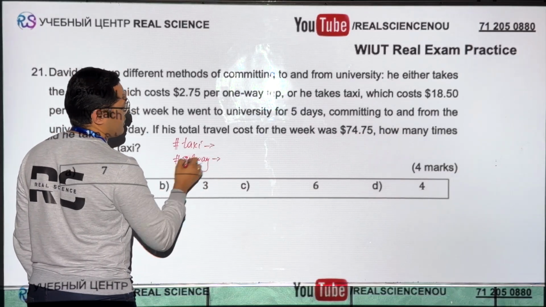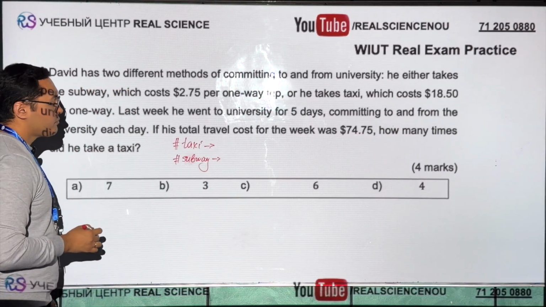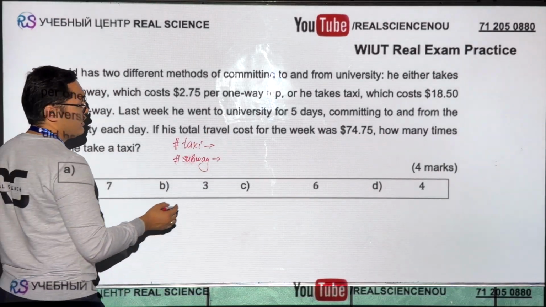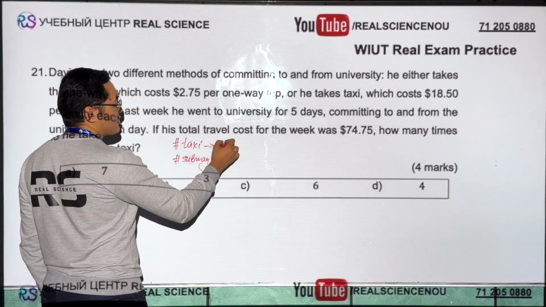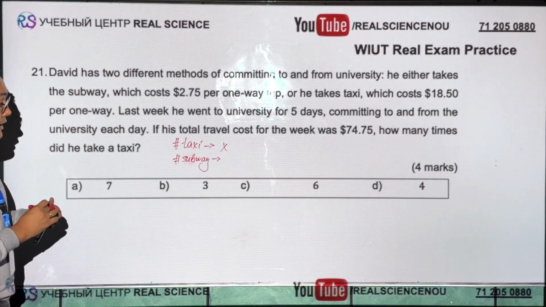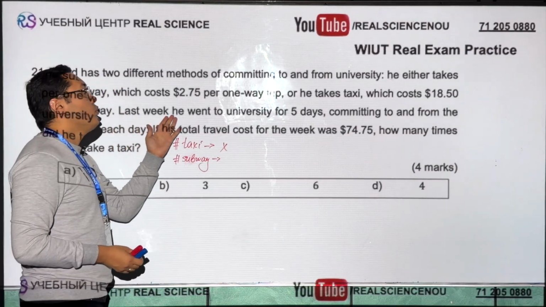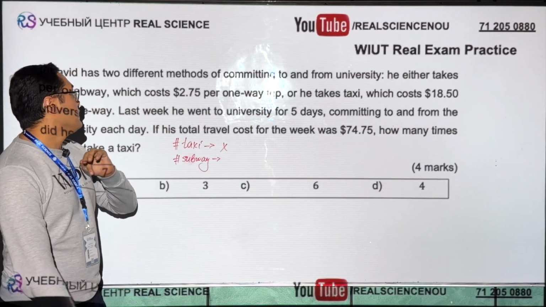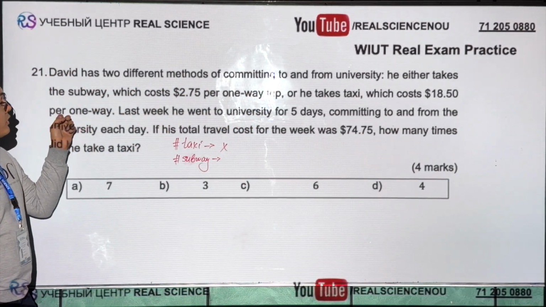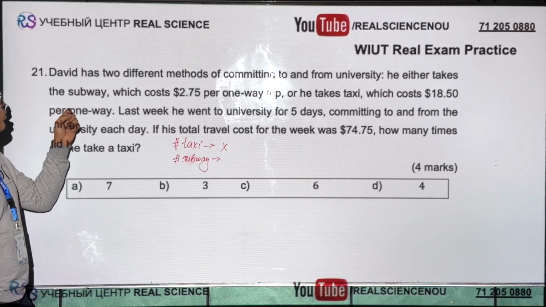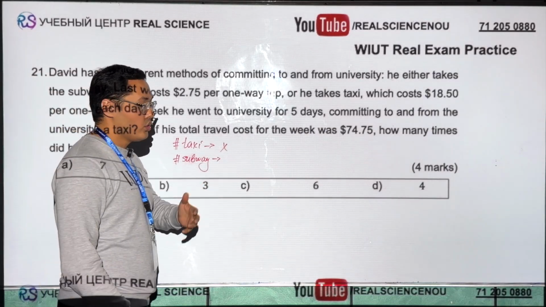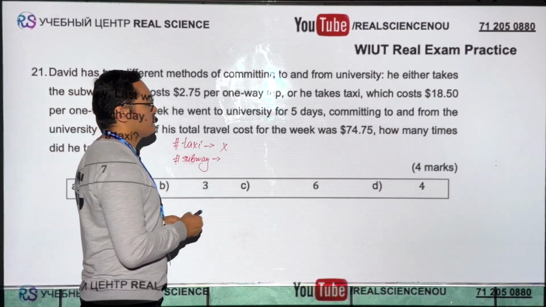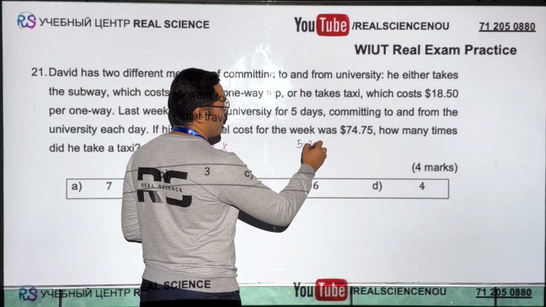Number of times we use the taxi. David used the taxi. We don't know that, it's unknown. Let's just call that x. And because we know that he went to university 5 days, and one of the important things is that the sum is given per one way, we can make sure that we get the numbers correct. We should multiply 5 by 2.